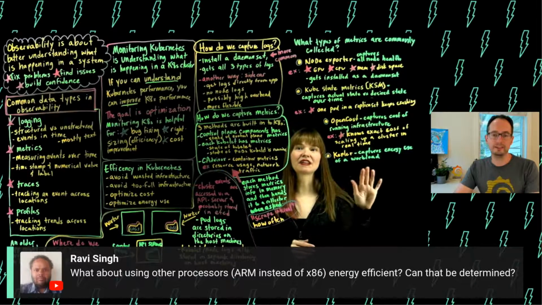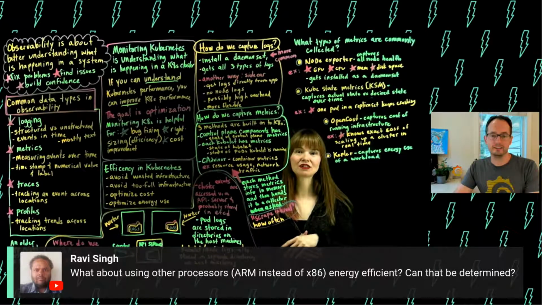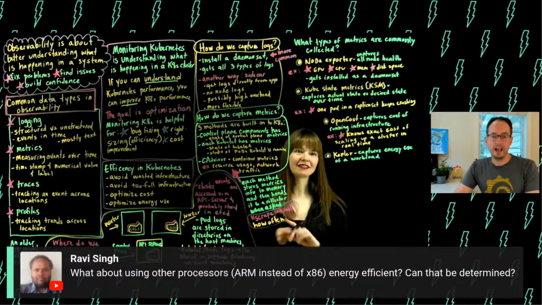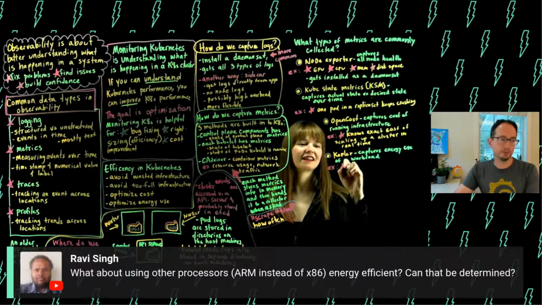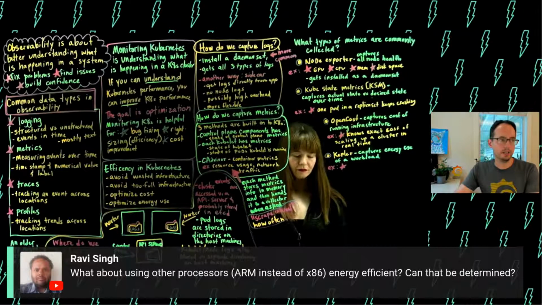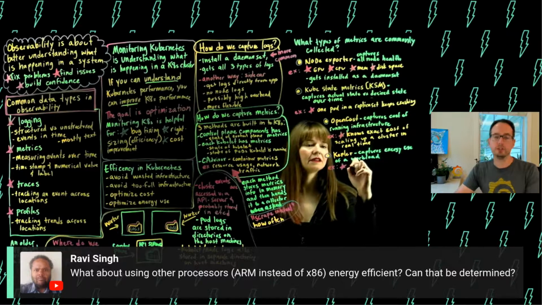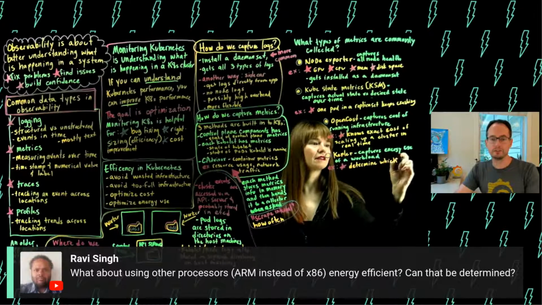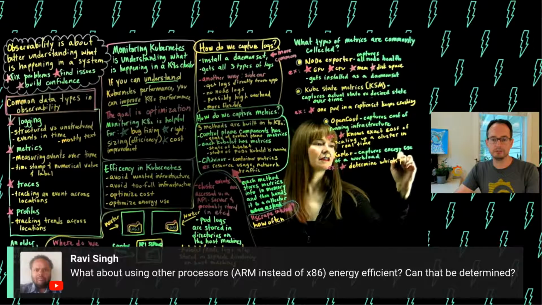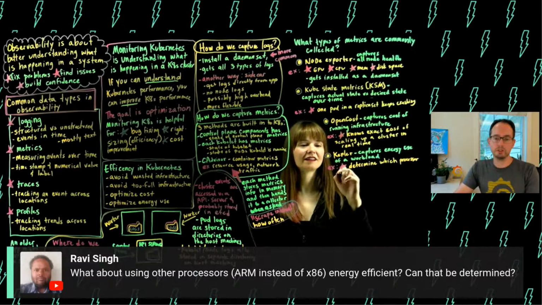And then Ravi asked, what about using other processors like ARM instead of x86? Can the energy efficiency of using different processors be determined? Yeah, absolutely. So actually the Kepler project themselves, they just released a new update. They've been able to capture energy stats from ARM processors. They just released a new one that supports the Graviton style of ARM processors, which is AWS's flavor of ARM. So yeah, it definitely has the ability of getting more than just x86. It can do both. So that's really exciting.